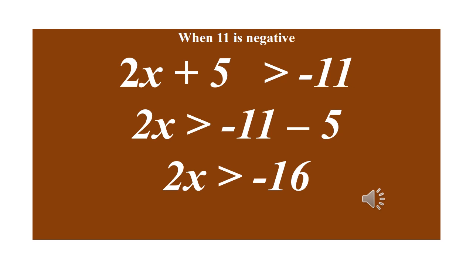So the next thing we are going to do is to also find the value of x when 11 is negative. So we have 2x plus 5 greater than minus 11. We collect the like terms. We have 2x greater than minus 11 minus 5. Plus 5 to the other side becomes minus 5, or you subtract 5 from both sides. That is additive inverse. So we now have 2x greater than minus 11 minus 5, which will give us minus 16. So we have 2x greater than minus 16.